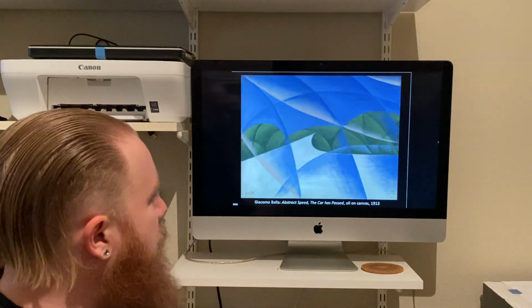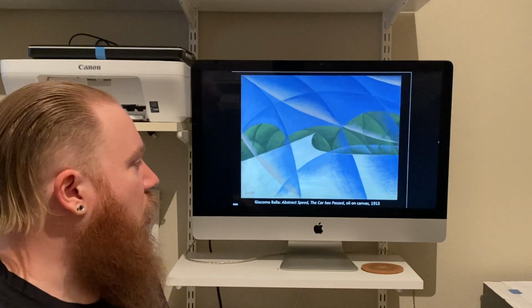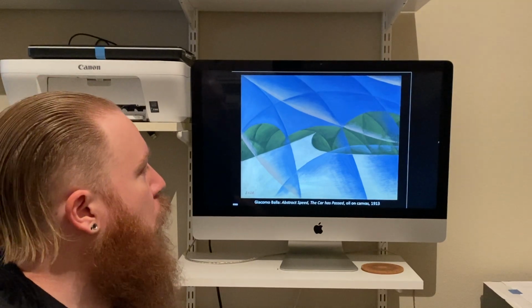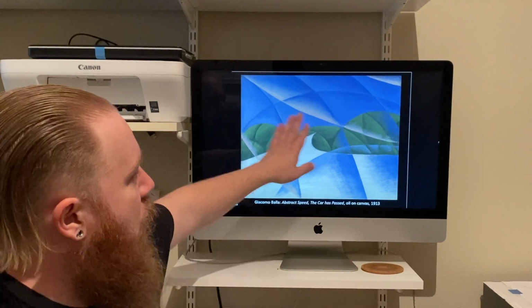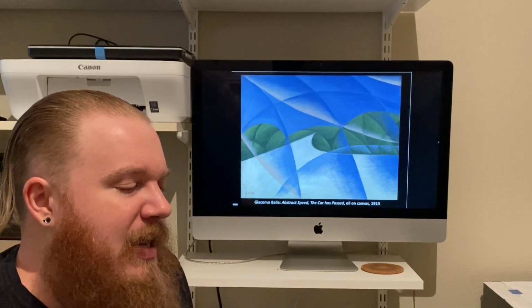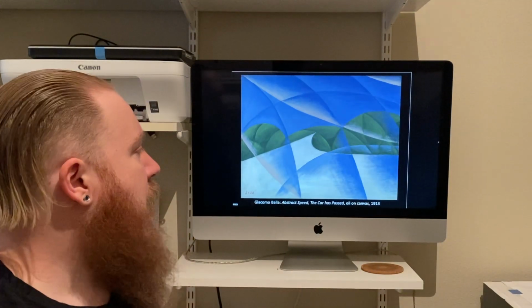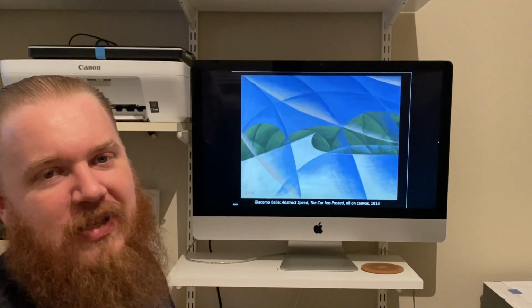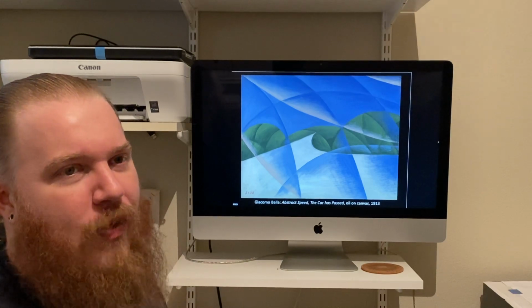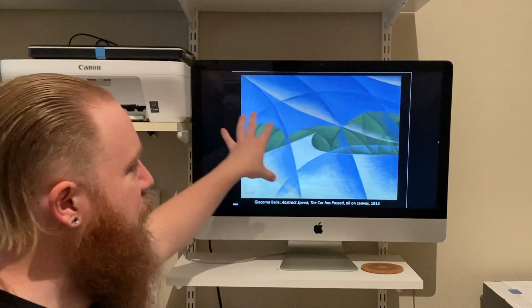So if we look here, we can see Giacomo Balla's Abstract Speed, the Car Has Passed. What we see here is a landscape with a road cutting through, but what we're meant to be representing is the idea of the wind gust as something speeds past you. I'm sure you've all been walking along and felt the wind coming off of a car as it drives really fast by you. Well, that's what he's trying to capture.